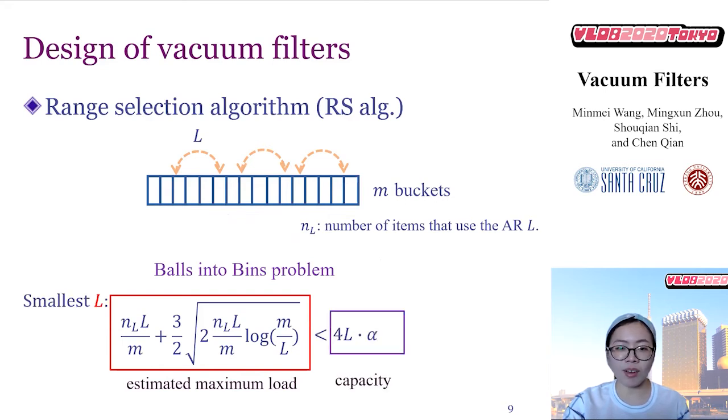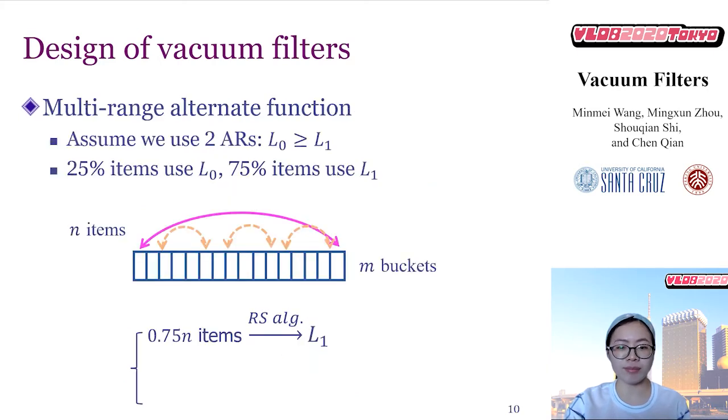According to the theoretical analysis, if we can find a smallest L that makes the estimated maximum load smaller than the capacity of each trunk, we can accept this as the required ordinal range. This range selection algorithm provides an upper bound for the required ordinal range. So we first calculate L1 using the range selection algorithm by specifying that 75% of items use this ordinal range.